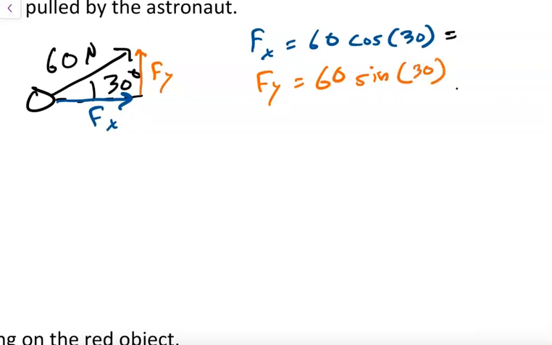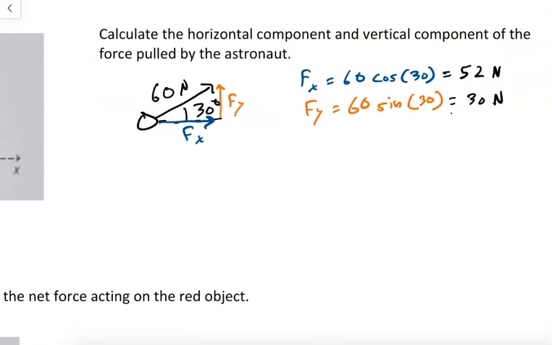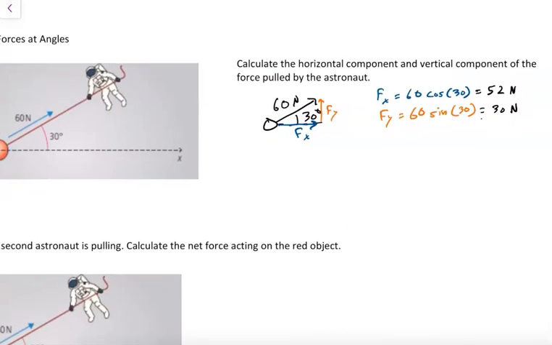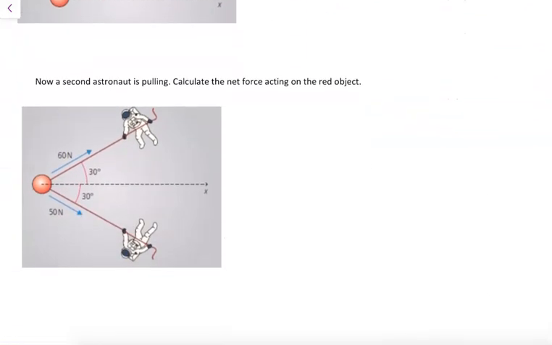And if we solve for this, we'll get 51.96, so about 52 newtons, and 60 sine of 30 is 30 newtons. And that's going to be helpful later when I solve for it. So we're going to add another astronaut to the mix, and we want to find a net force. To find the net force, here's a situation where it's very important for us to determine the components that are going in the same direction.